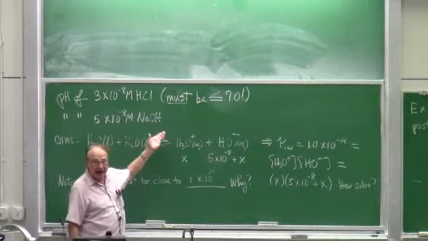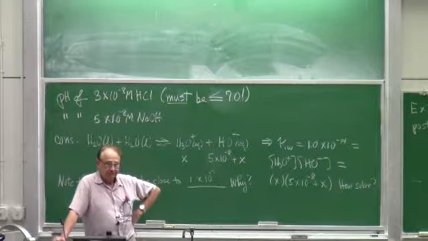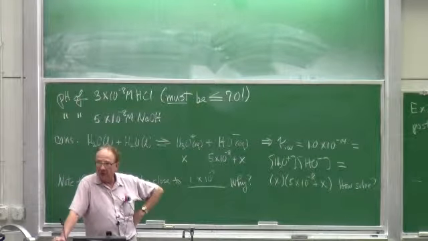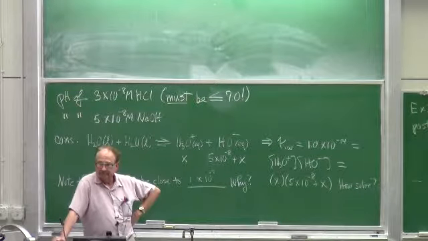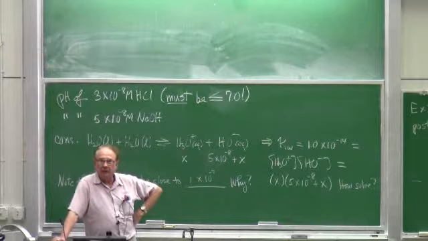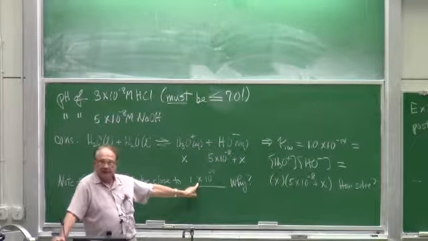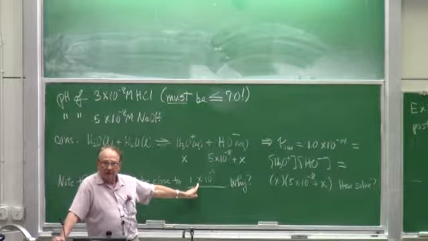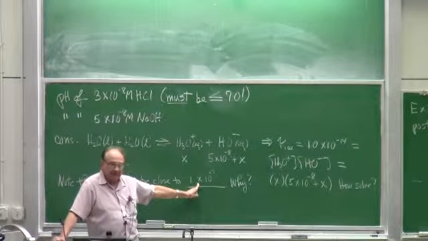This solution is damn near like pure water, but not quite. So now I know what kind of values for X to focus on to solve this thing. Since the solution is basic, I expect X to be a little bit smaller than this. Pick me an X value that's close to, but a little bit smaller than, 1 times 10 to the minus 7.